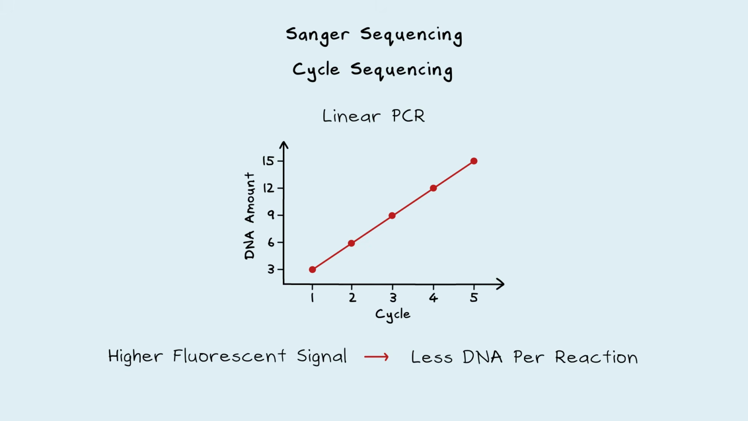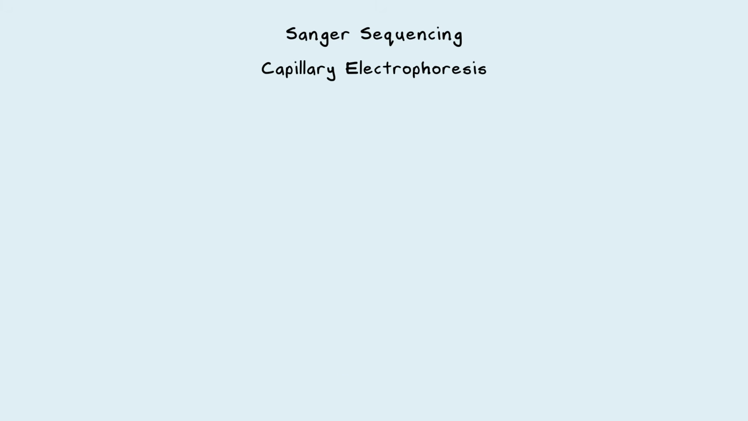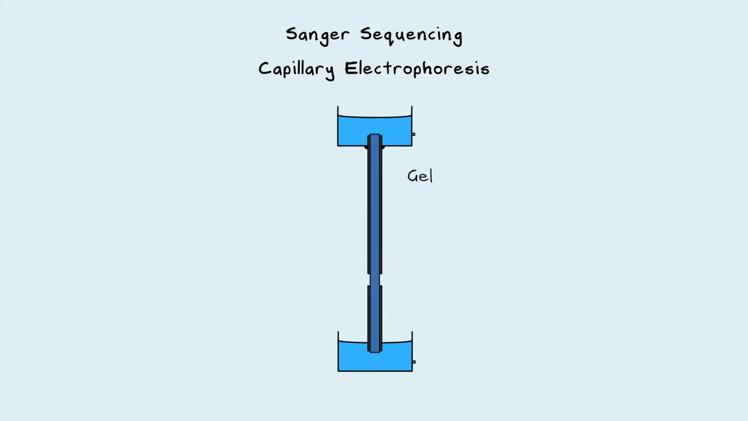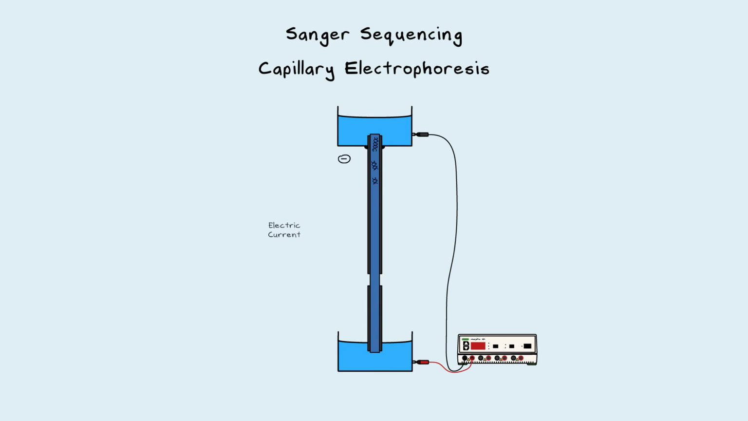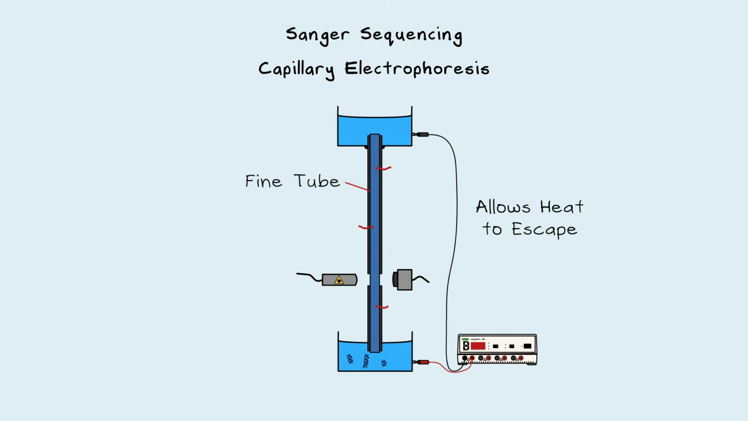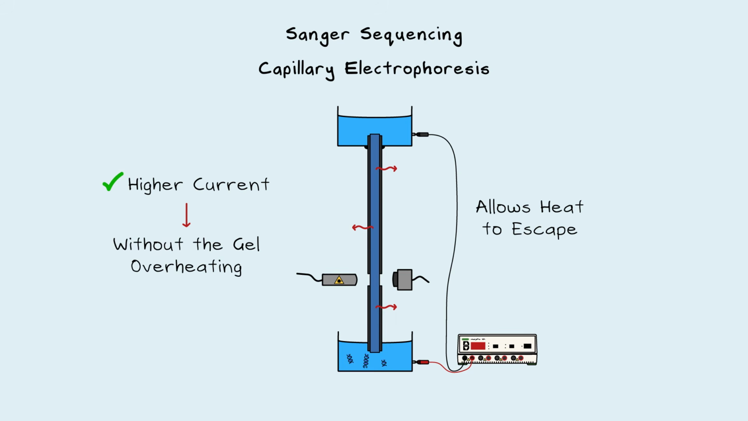Another important advance was in capillary electrophoresis. This is where a small amount of gel is in a fine tube. The DNA is taken in one end, runs through the gel under an electric current, and gets detected by a laser at the other end. The fine tube used in capillary electrophoresis allows heat to escape. A higher current can be used without the gel overheating. Higher currents mean a faster runtime and better resolution.